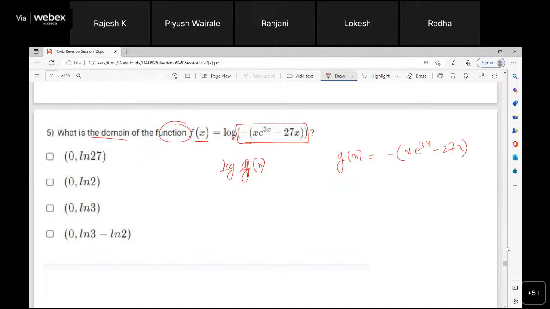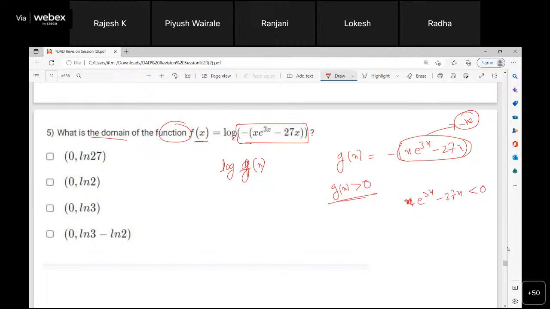g of x is greater than 0 means this term should be negative, right? This negative sign is there outside the bracket. If this term is negative, then negative negative will become positive, so g of x will become positive, greater than 0. So this e to the 3x minus 27x must be less than 0, right?